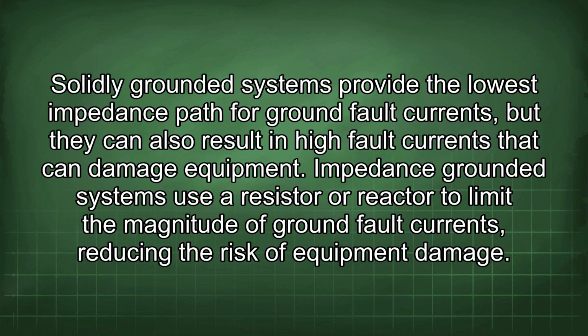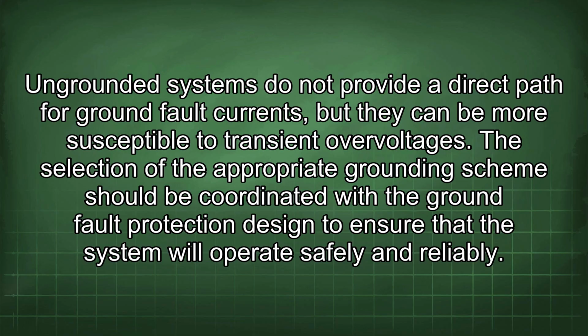Solidly grounded systems provide the lowest impedance path for ground fault currents, but they can also result in high fault currents that can damage equipment. Impedance grounded systems use a resistor or reactor to limit the magnitude of ground fault currents, reducing the risk of equipment damage. Ungrounded systems do not provide a direct path for ground fault currents, but they can be more susceptible to transient overvoltages. The selection of the appropriate grounding scheme should be coordinated with the ground fault protection design to ensure that the system will operate safely and reliably.